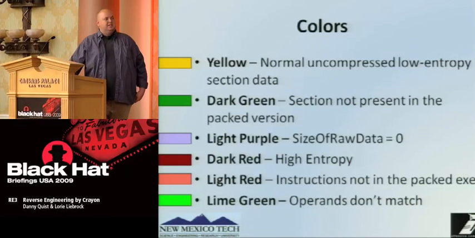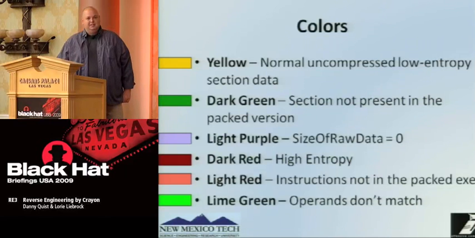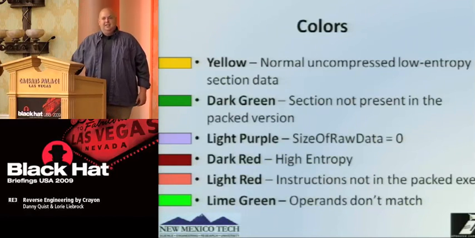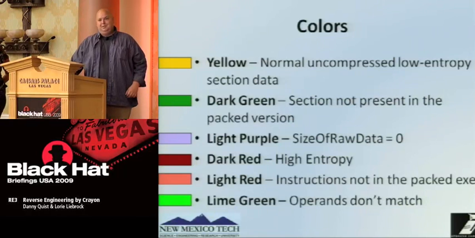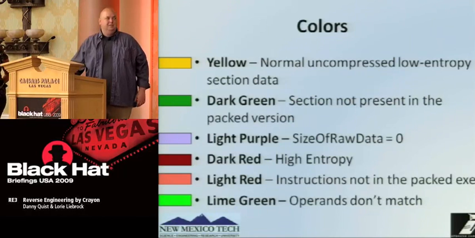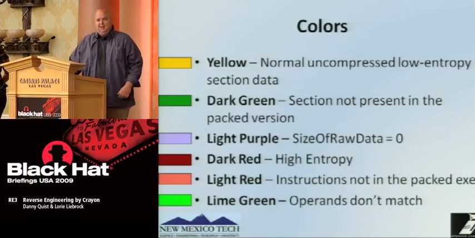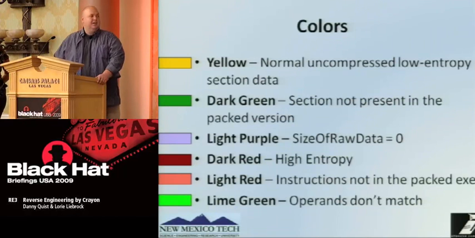Dark green is going to represent something that's in a section that's not inside of the packed version. So normal code executes inside of these sections. Light purple is where the size of raw data on the disk image is going to be 0, which means it's allocating the space ahead of time, but it's not necessarily on the disk there.